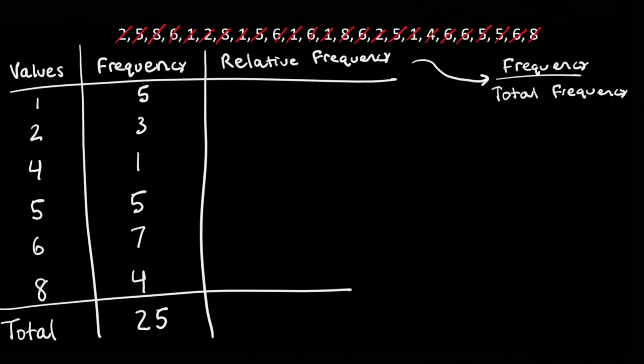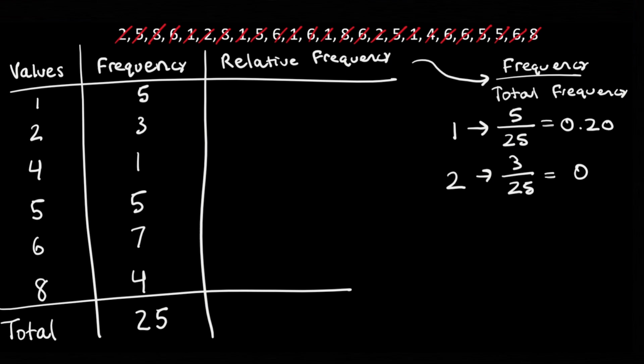We can then calculate the relative frequency. So for the value 1, it'll be the frequency 5 over the total frequency 25, which is just 0.2 or 0.20. And then 2 will be the frequency 3 over 25, 0.12. And then we can follow the same procedure for the rest of the values.